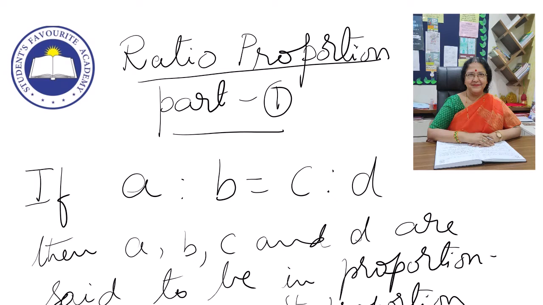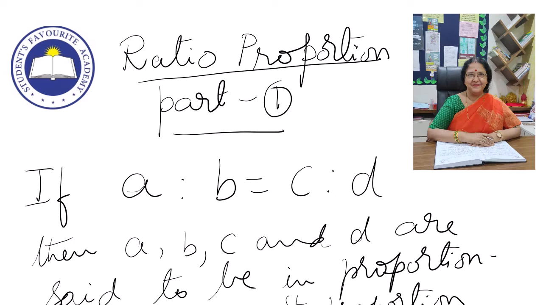Now, in your new reduced scope, ratio is omitted. Only sums related to proportion are there. So in your Concise Mathematics textbook, the 7A exercise is omitted, 7B is on proportion.